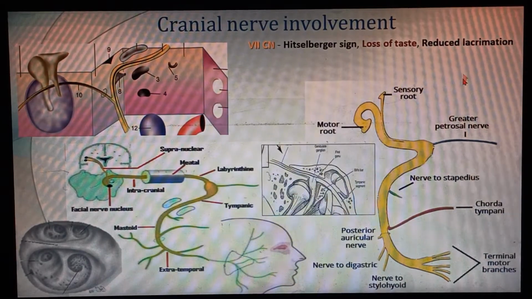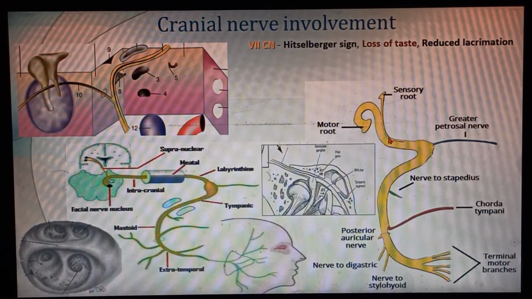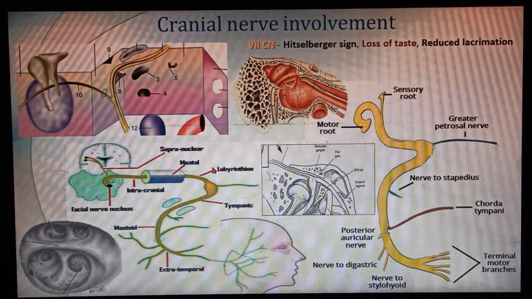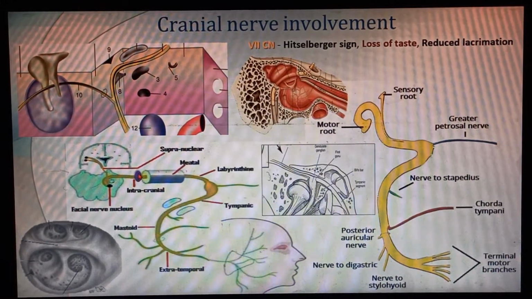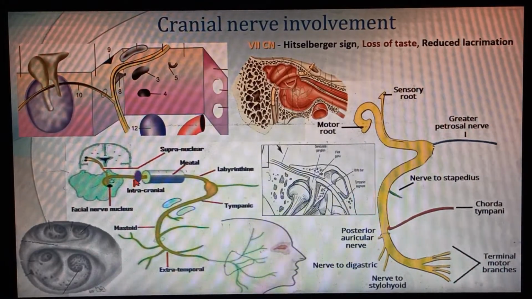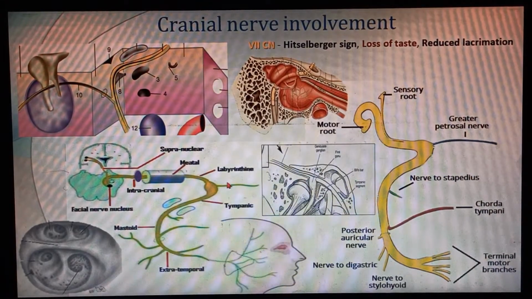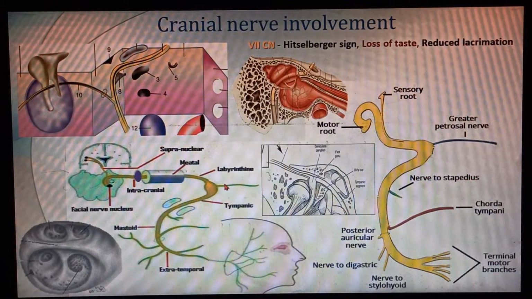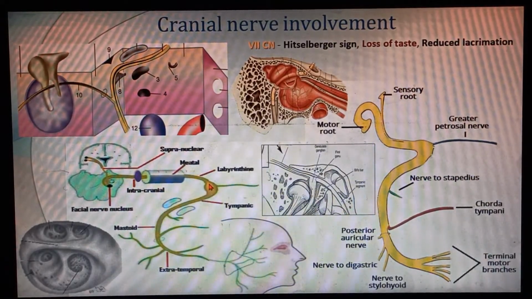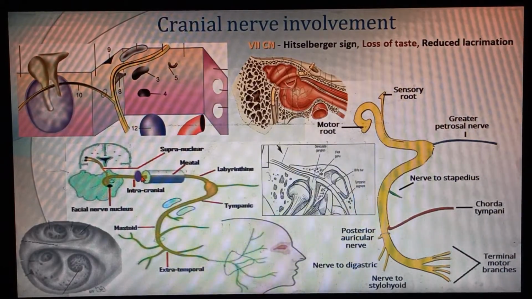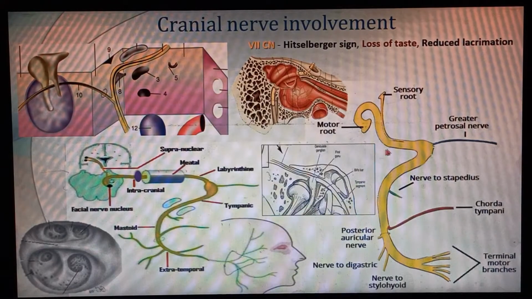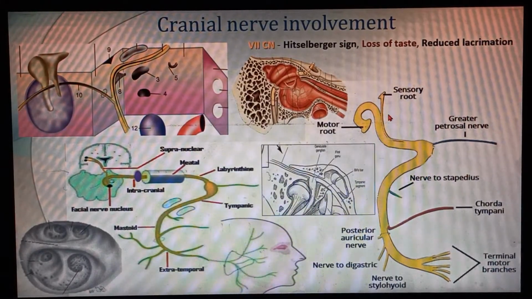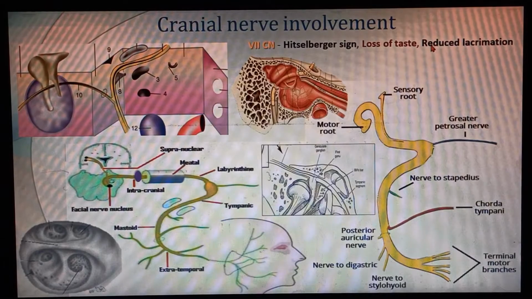So if this nerve cannot transmit impulses properly due to compression, see here, in the cerebellopontine angle, the vestibular schwannoma will arise and compress the fibers over here. So through the greater superficial petrosal nerve, the lacrimation fibers are coming and they are traveling through this nerve towards the brain. But here, due to the compression, they are unable to function properly. So what happens ultimately? There, reduced lacrimation will be there.